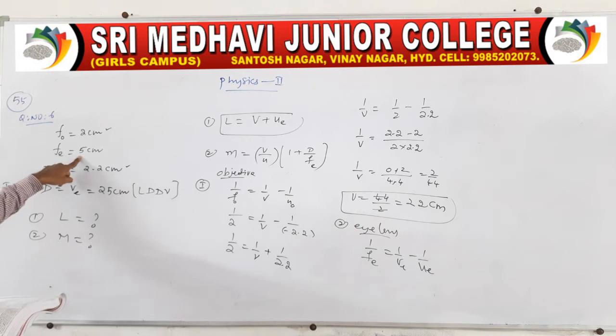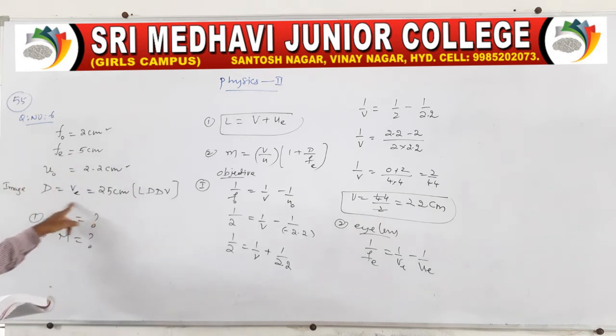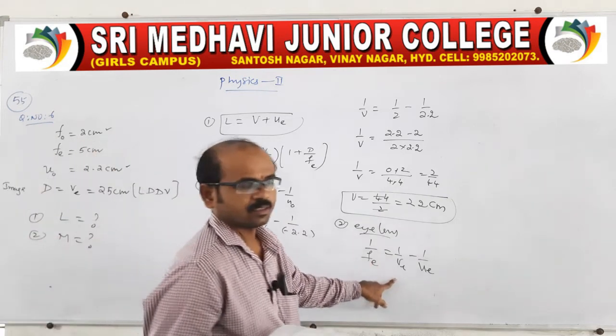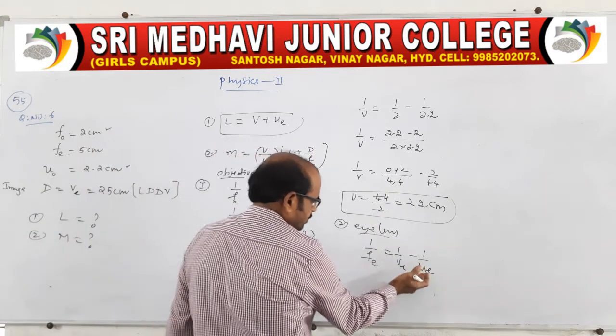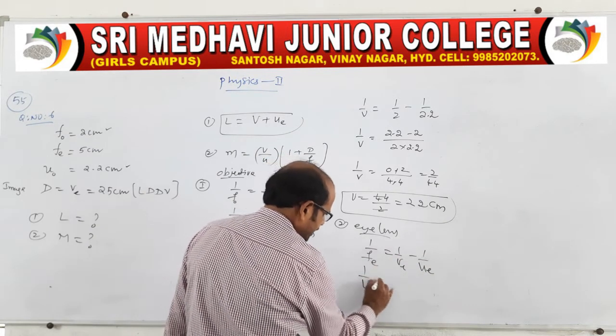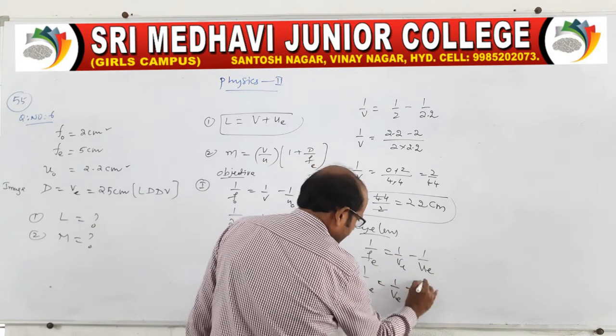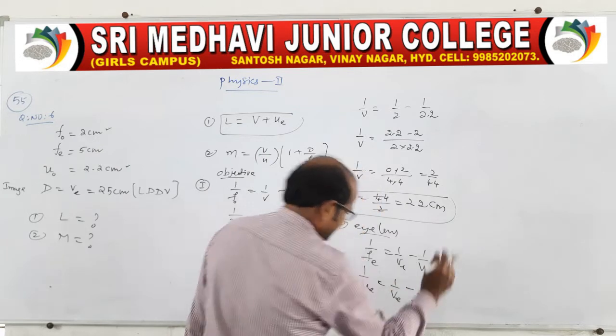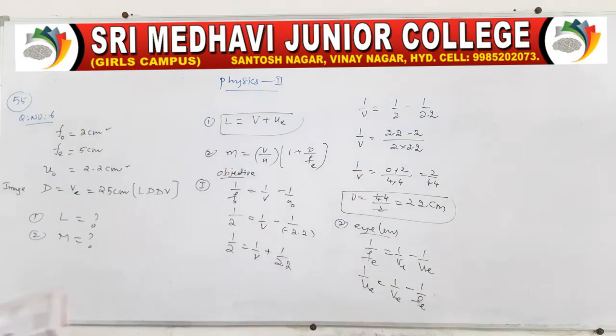It is 5 centimeter, right? And as well as the final image is formed at 25 centimeter, ue also is there. So that we should get at this one, no? Then 1 by ue is equal to 1 by v minus 1 by fe. Right? Substitute now these values. Whatever the given values here, you put there, then we'll get the image which is measured.